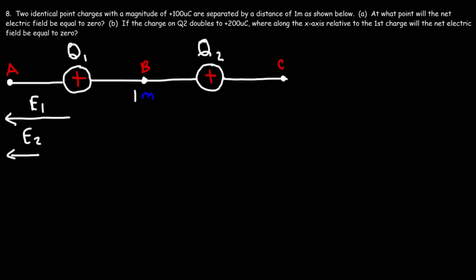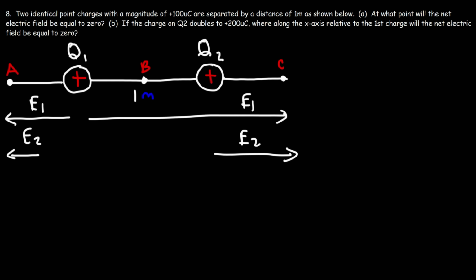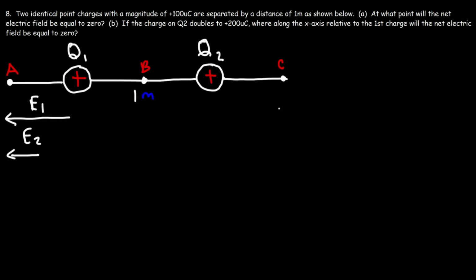Now what about at point C? To draw E1, we're going to draw a line from Q1 to point C. And E2 will be from Q2 to point C. Now which one is bigger? Q2 is closer to point C than Q1, so E2 is going to be bigger at point C. So for E1, we're going to draw a small vector, and for E2, we're going to draw a bigger vector. Nevertheless, the net electric field at point C will be directed east. Now what about at point B?